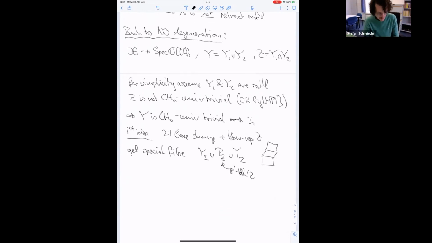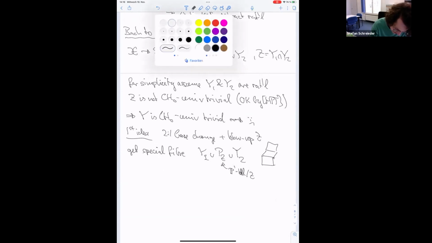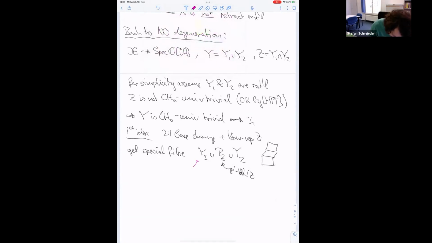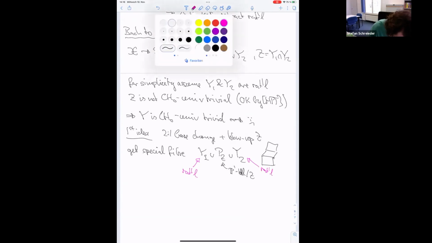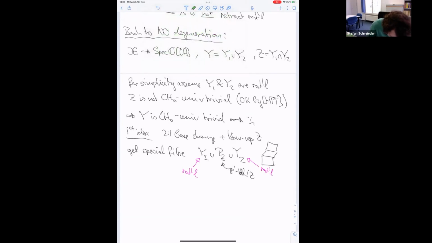Okay, so let's do a base change. Then we have three components. Two are unchanged, so they are still rational. And the middle one is a P1 bundle over Z, but Z did not have a decomposition of the diagonal, or was not universally CH_0 trivial. And this is a stable birational invariant. And so also this P1 bundle over Z still has no decomposition of the diagonal.